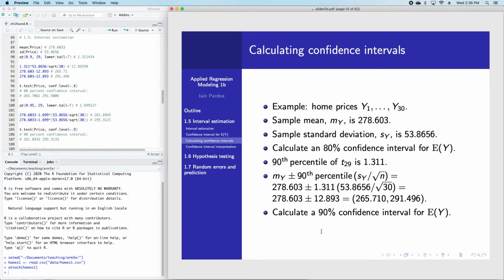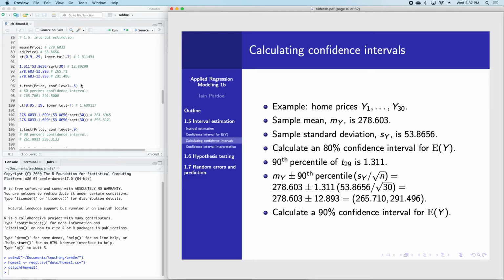We can quickly run through what the calculation would look like for a 90% confidence interval. Remember, everything's the same except we have a 95th percentile instead of the 90th percentile. The 95th percentile is 1.699, so you get the expression 278.603 minus 1.699 times 53.8656 over square root of 30. That gives you 261.895. And then the same but adding the uncertainty instead of subtracting it, and we get 295.312. So that would be a 90% confidence interval for the population mean.